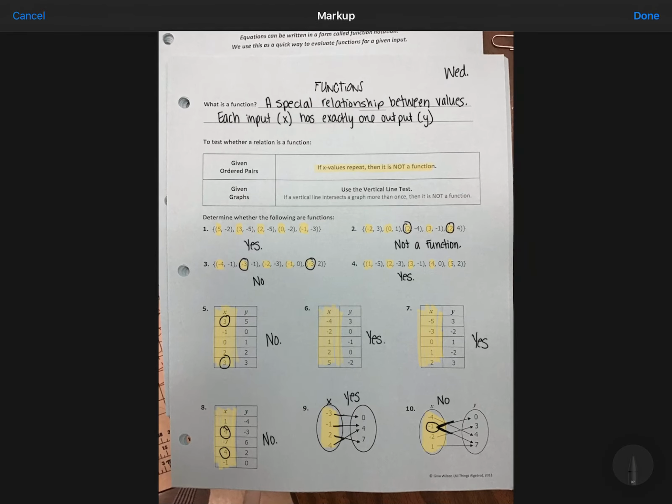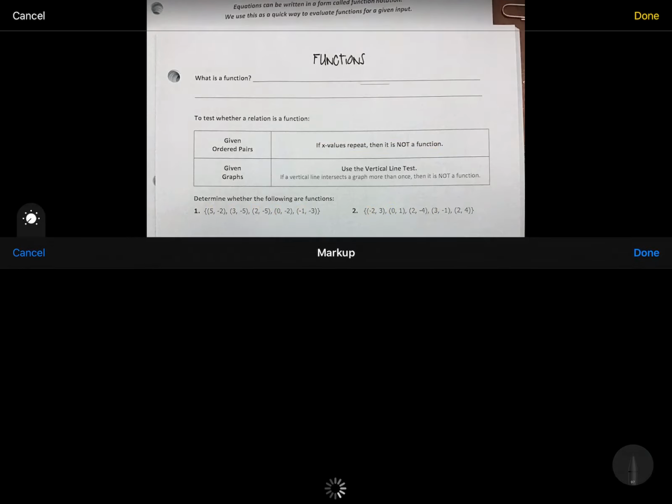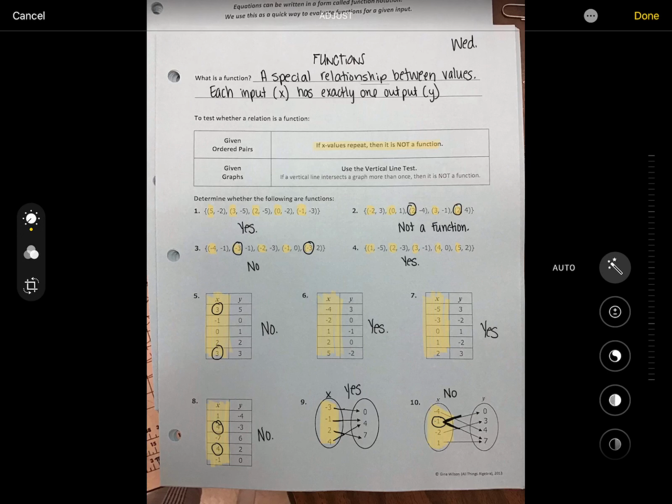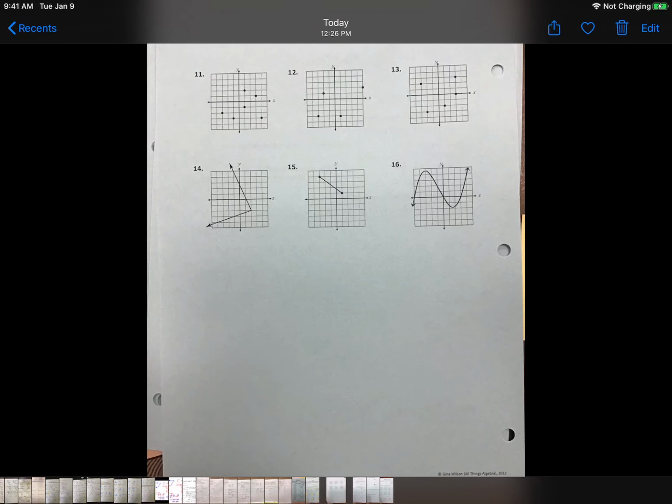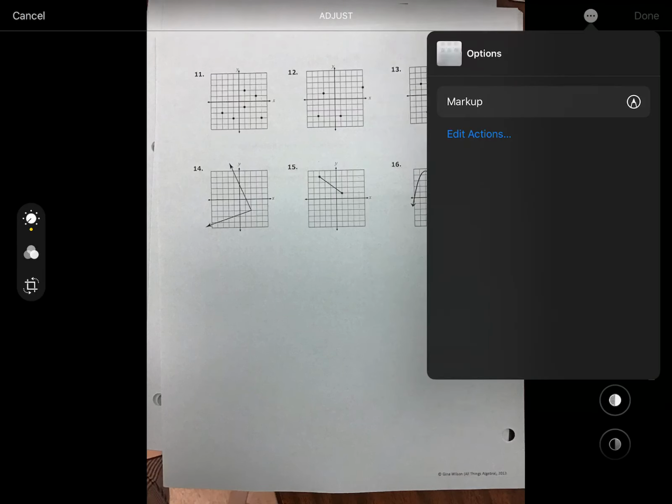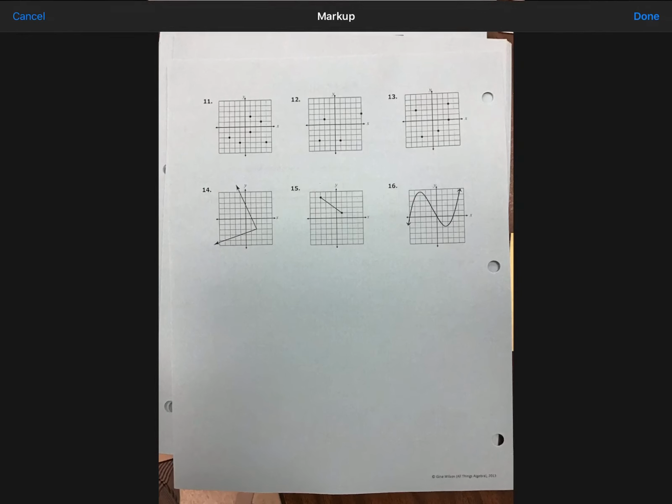All right, lastly we have the equation, trying to talk and do something at the same time here. All right, next we have the graphs. So the graphs, remember, we want to use what's called the vertical line test. So I'm going to show you what that looks like.